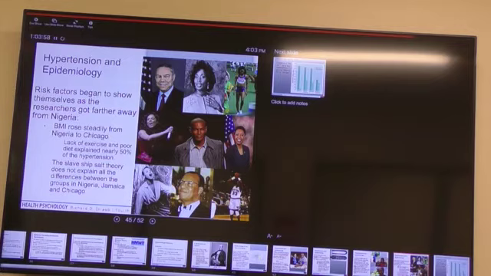Risk factors began to show themselves as the researchers got farther away from Nigeria.